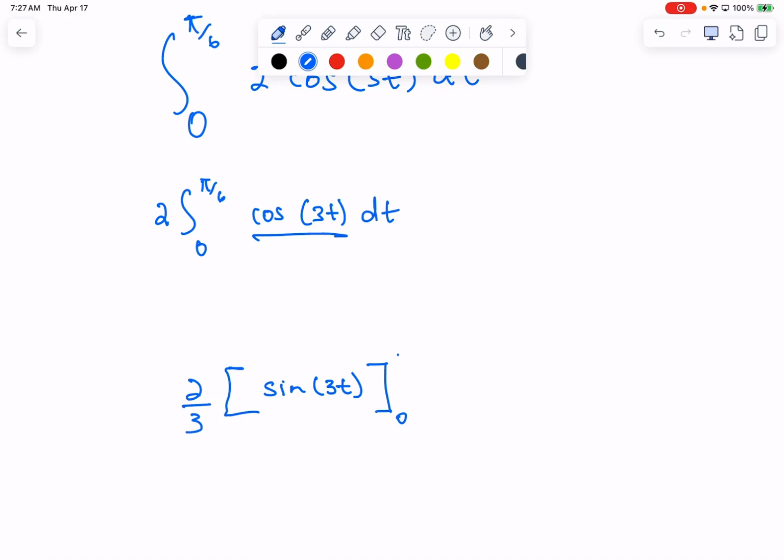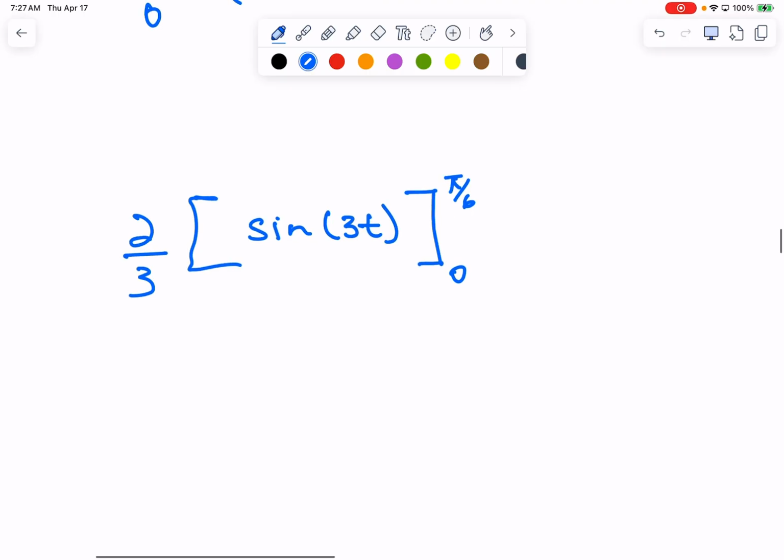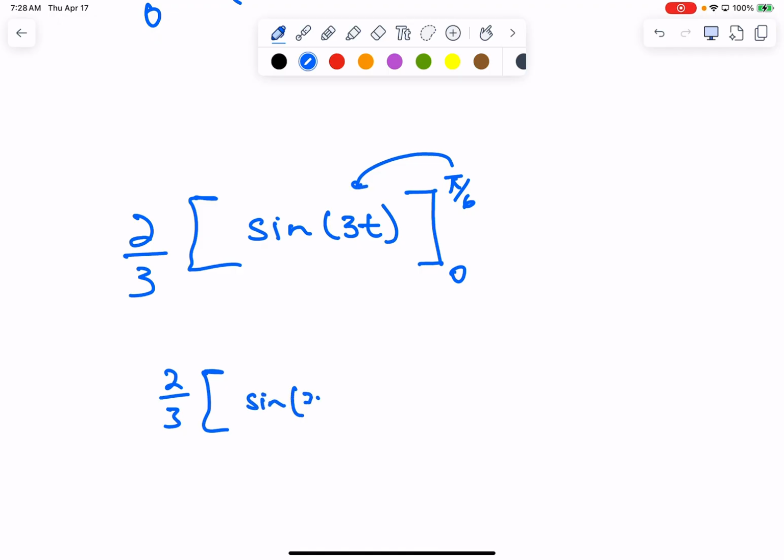And then evaluate it from 0 to pi over 6. So we're going to get 2/3. There you go, FTC. Which one do you plug in first? So we're going to have sine of 3 times pi over 6 minus sine of 3 times 0.